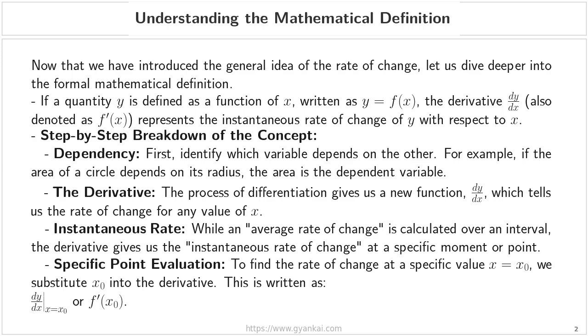To find the exact rate of change at a particular value, which we will call x0, we simply substitute x0 into our derivative function. Mathematically, we denote this as dy by dx evaluated at x equals x0, or more simply, f prime of x0. Once you are comfortable with this theoretical definition, we can move forward to see how this works in a real-world context, such as the relationship between distance and time.